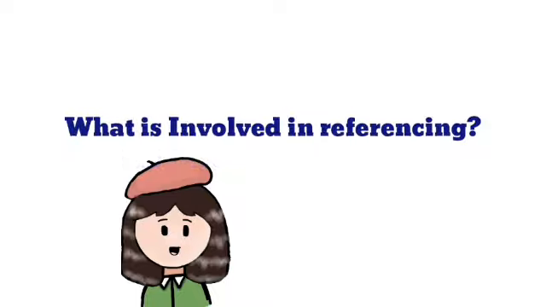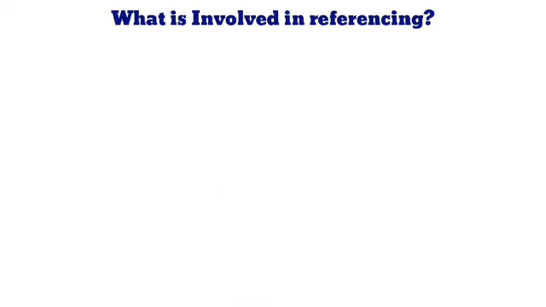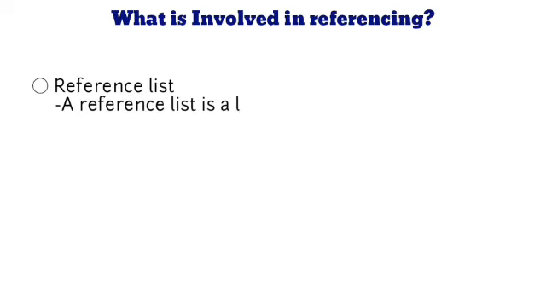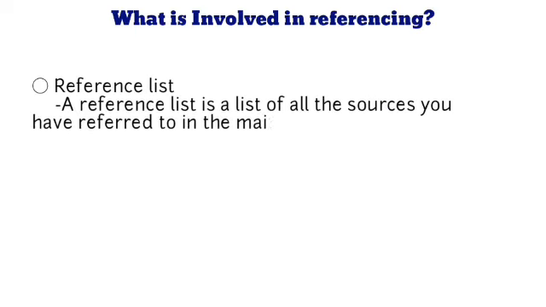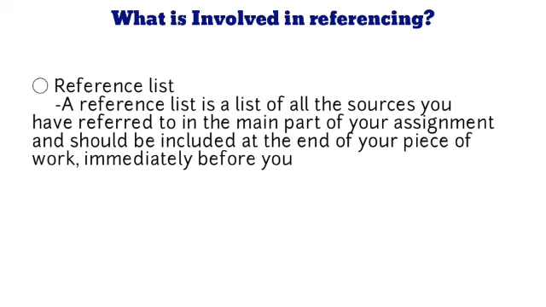What is involved in referencing? Reference list. A reference list is a list of all the sources you have referred to in the main part of your assignment and should be included at the end of your piece of work, immediately before your bibliography.